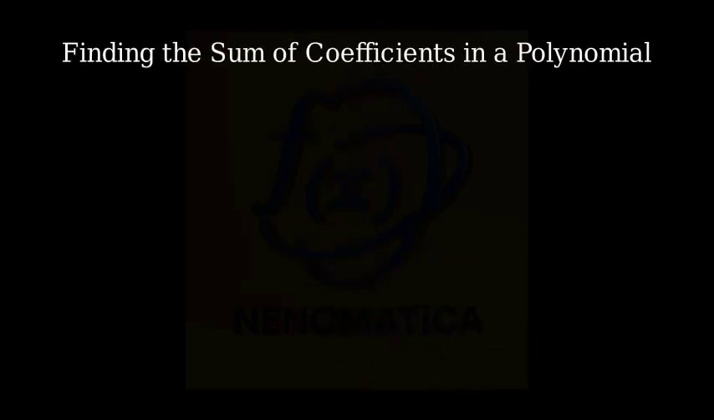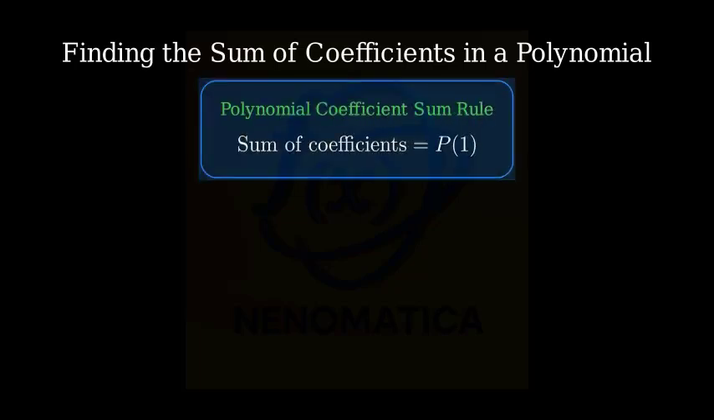In this video, we'll learn an elegant method to calculate the sum of coefficients quickly. One of the most elegant properties in polynomial mathematics is that the sum of all coefficients in a polynomial can be found by evaluating the polynomial at x equals 1. Let's see why this works.